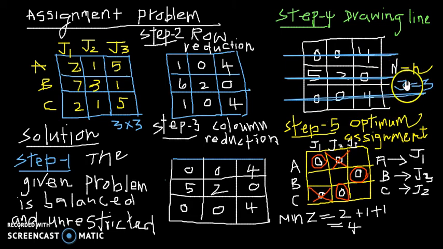This number of lines must be equal to the order of the matrix given to us. If that is the case, optimum is reached. Optimum in the sense that minimum among minimum is reached. That stage is reached. The condition is satisfied. Okay, very important. Sometimes this number of lines may not be equal to the order of the matrix. In that particular case, we have to go further. But here we are lucky to have the number of lines equal to the order of the matrix.